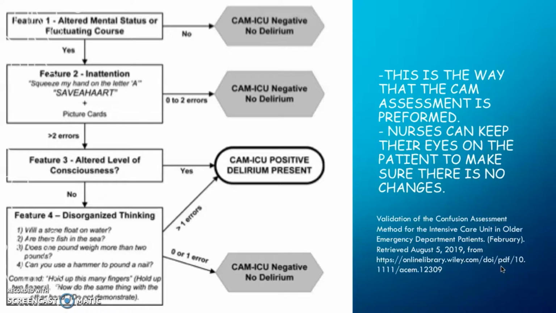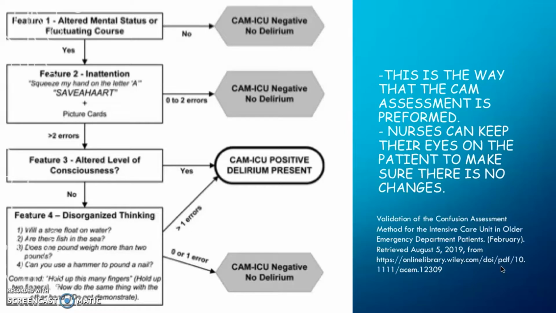You tell the patient to squeeze your hand when they hear the letter A, and you spell out SAVEAHAART, and you can use picture cards. If there are 0 to 2 errors, there is no delirium. If there are more than 2 errors, then you go down to feature 3, altered level of consciousness, no or yes. If it's yes, then you have delirium.